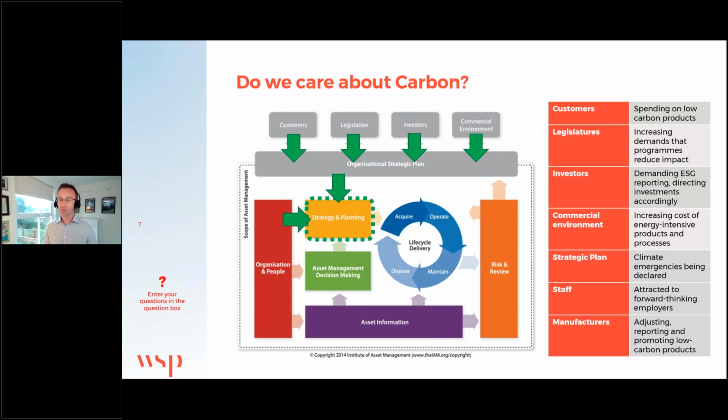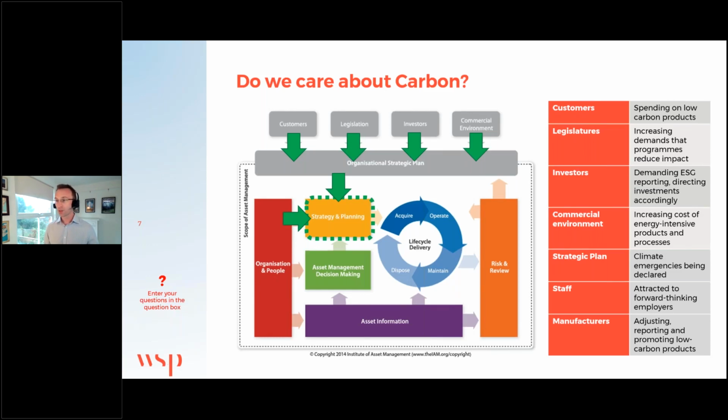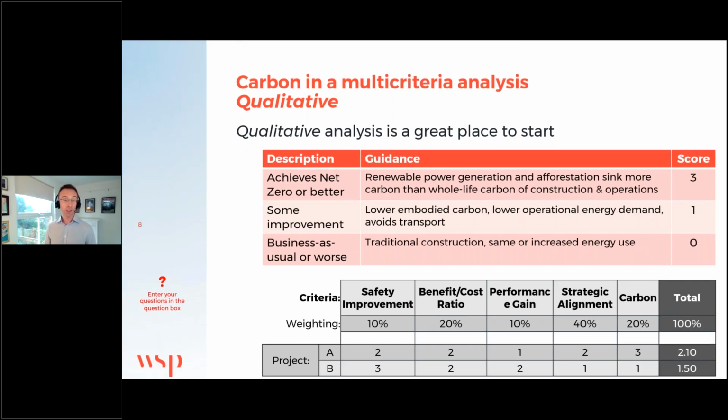But there are also inputs coming from the organization itself, from the people that work there. One thing we see within our organization is that people are attracted to businesses or organizations where they feel their values align. So as any kind of organization, you've got to be cognizant of what your staff, your resources, expect of you and what they think is important. And then also manufacturers. Manufacturers are creating and reporting more on the carbon impacts of their products, and that's another input for strategic planning departments to deal with.